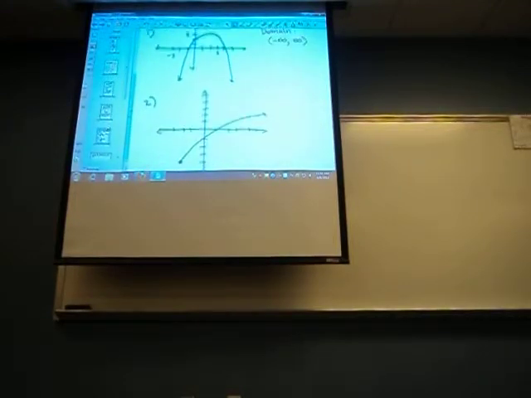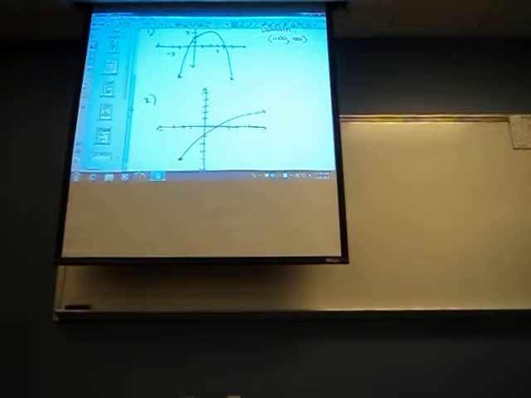Now, why do I have to assume it keeps getting wider? This is just a thinking question. Why do I have to assume it keeps getting wider? What would be a problem? What would be wrong with assuming it doesn't get wider?